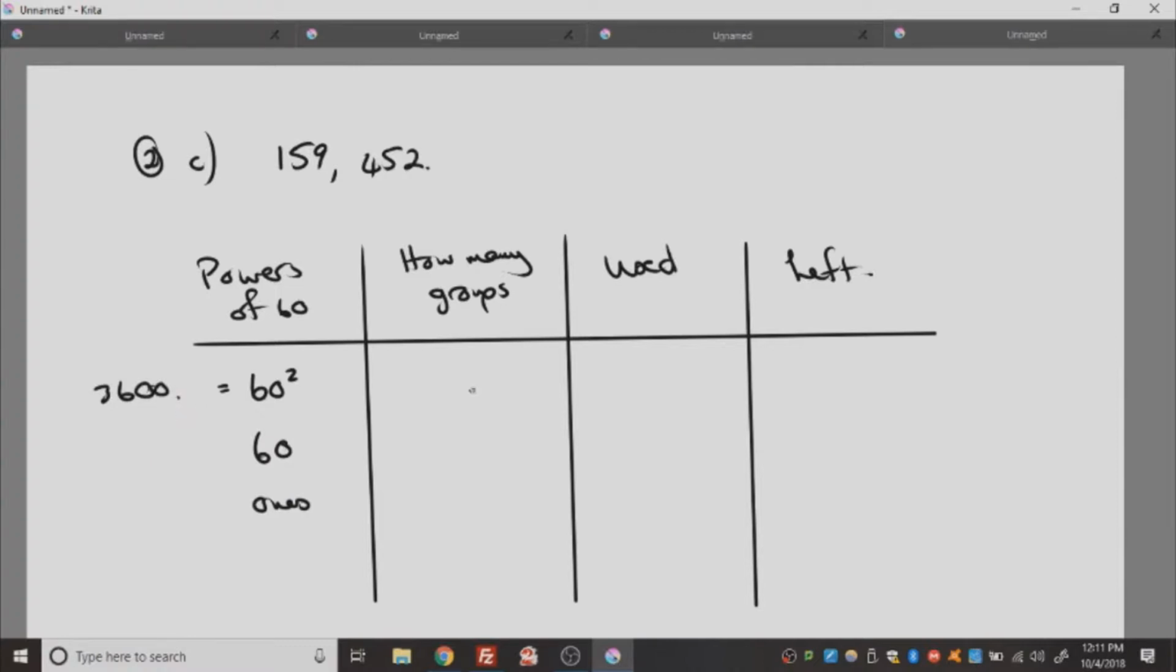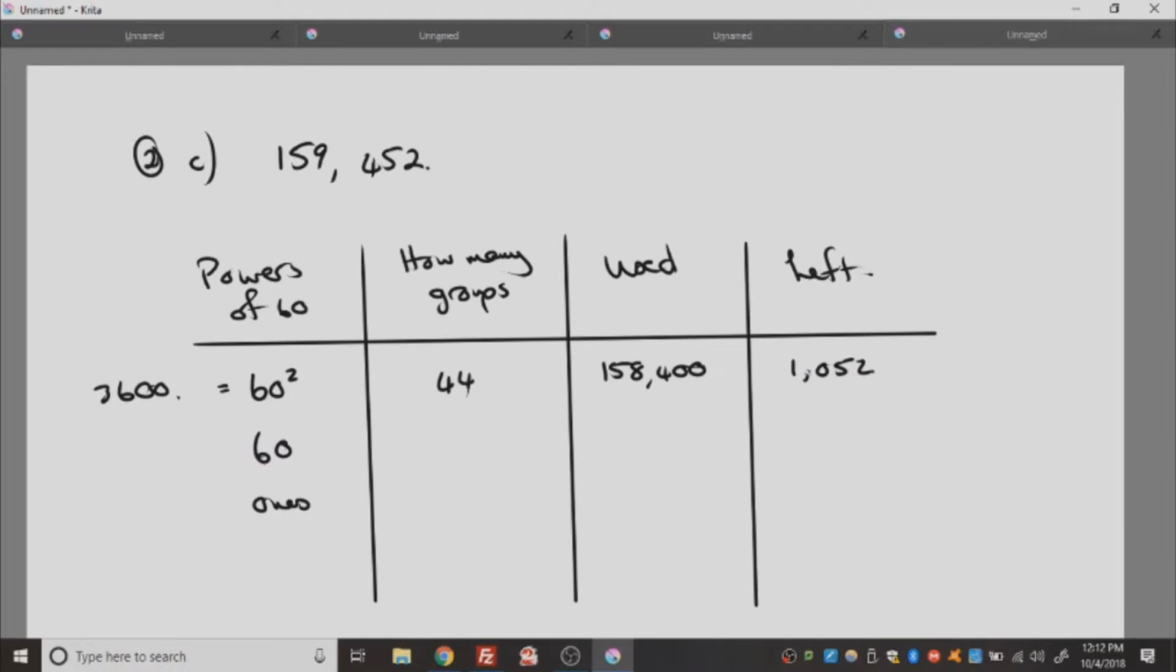It's too big. How many times does 3600 fit into 159,000? 44. 3600 times 44. 158,400. Now you don't have to do it that fast, as long as you can do it. And it'll get faster the more you do it. Don't aim for speed in the beginning. What is left? Oh, not a lot. But I could still fit in some 60s.